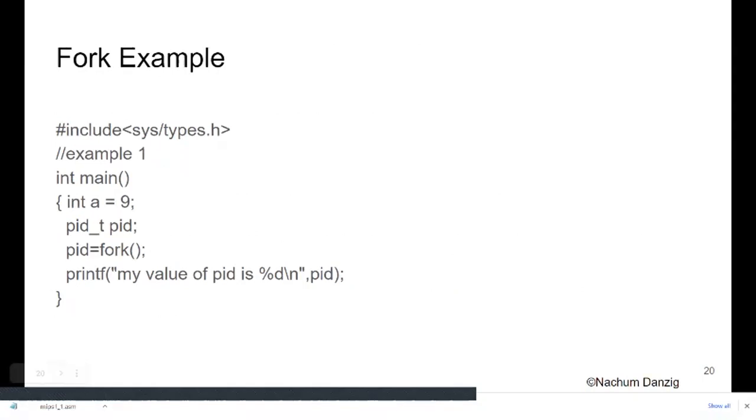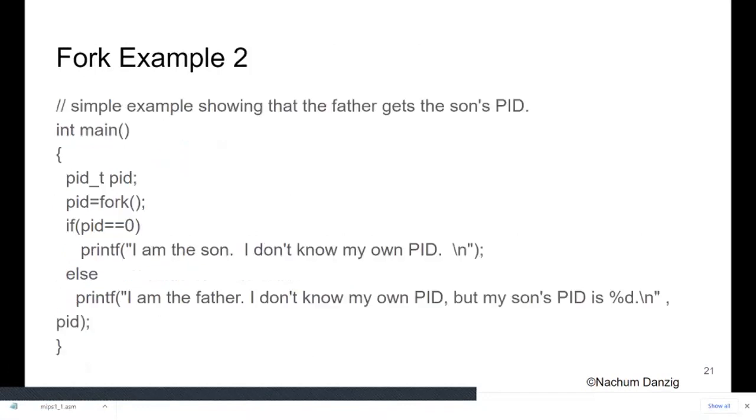Usually when I do a fork, I want the child to do one set of actions and the parent to do a different set of actions. So the way I do that is with an if. Since I know that the fork will return a 0 to the PID if it's the child, I can check for that. And I can say if PID equals 0, then I know I'm the child, and I can print some message as a child. Else, if it wasn't 0, then I must be the parent.